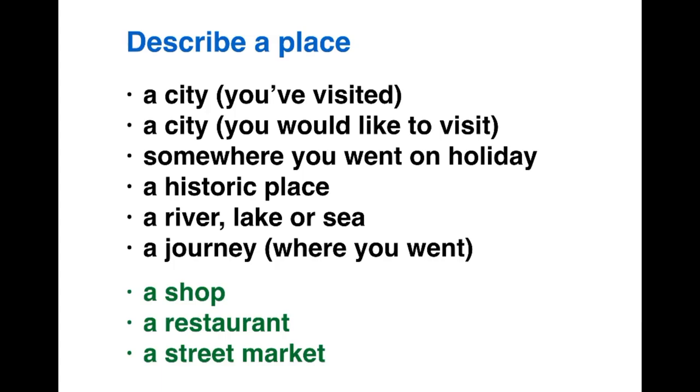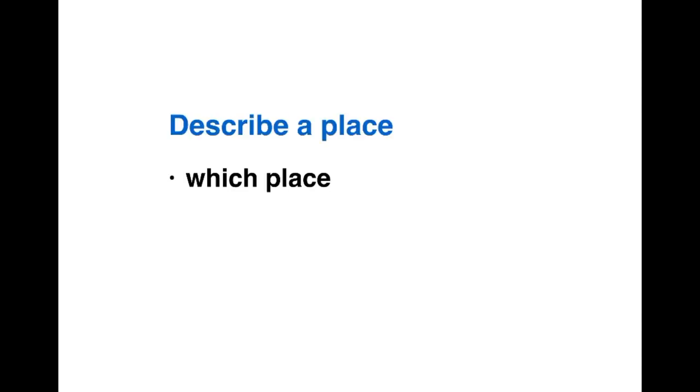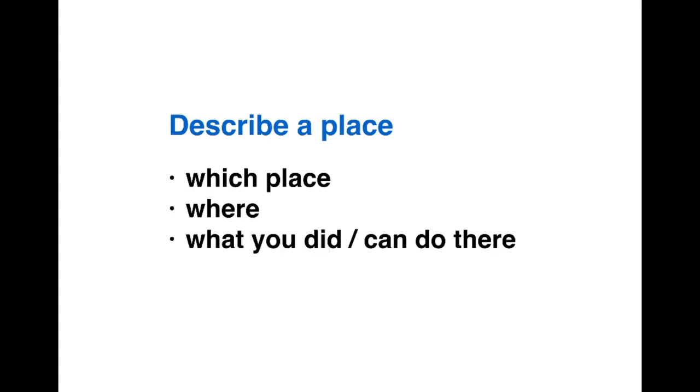And if you get a describe a place question in your test, you'll probably be asked these simple things about that place. Which place it is, of course, you'll have to say the name of the place, where it is, what you did or can do there, and why you like it. Very simple questions to help you describe this place. These are the bullet points that you'll probably see on the task card, and you can follow those bullet points to help you give your description.